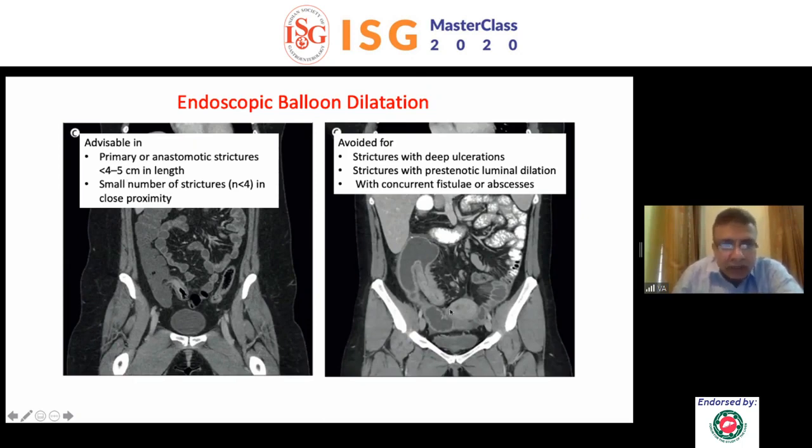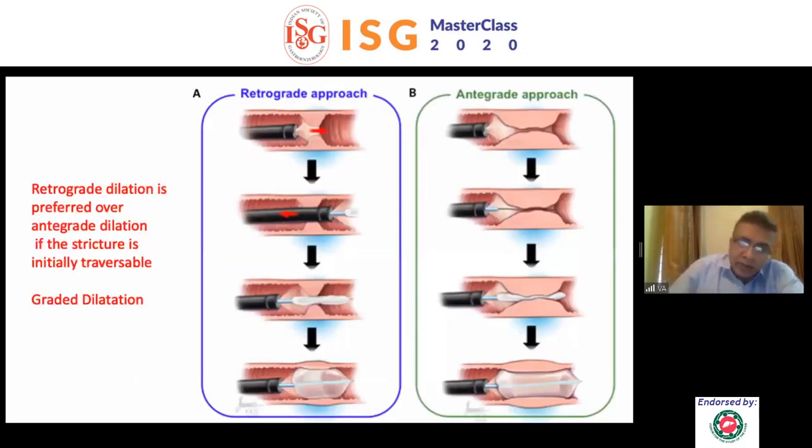If it is a long stricture, multiple strictures, stricture with a lot of inflammation, deep ulcers, pre-stenotic luminal dilatation, concurrent fistula, they are not good for endoscopic balloon dilatation. You should not attempt them. And when you do endoscopic balloon dilatation, there are 2 approaches, retrograde approach and antegrade.